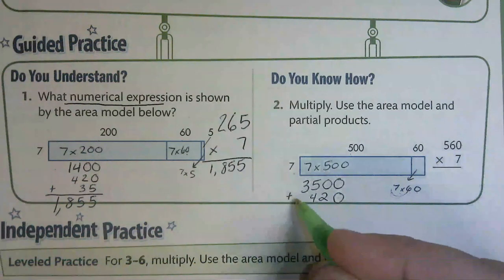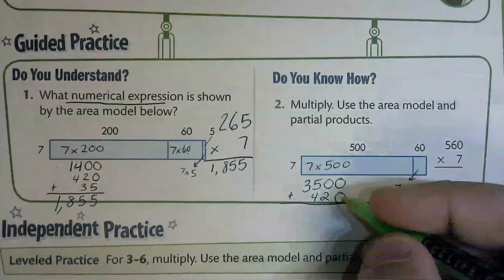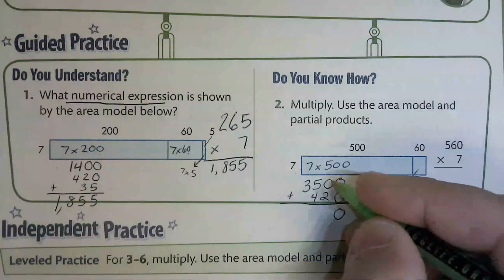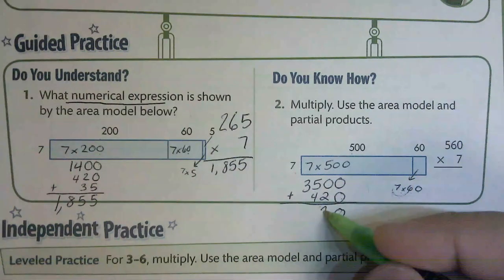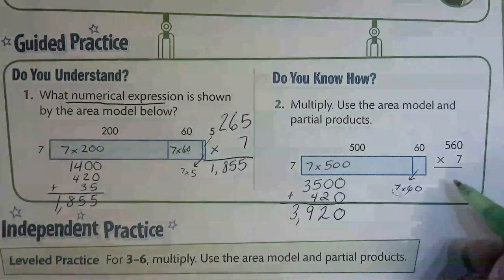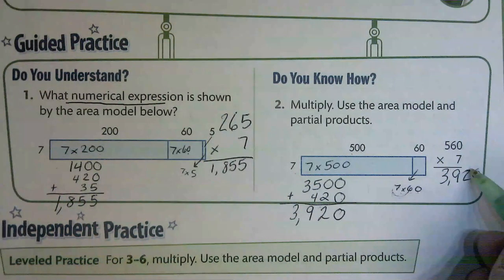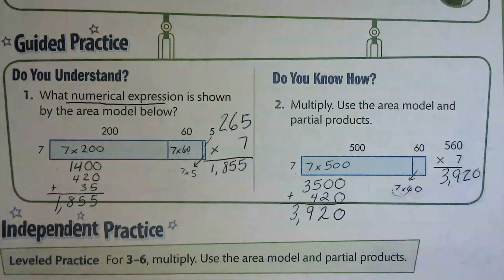Now I can add it up, and look at this. I like to make my little green bar my equal sign. 0 plus 0 is 0. 0 plus 2 is 2. 5 plus 4 is 9. 3 plus nothing is 3. So my final answer here is 3,920. All right. That's how we can solve each of these.